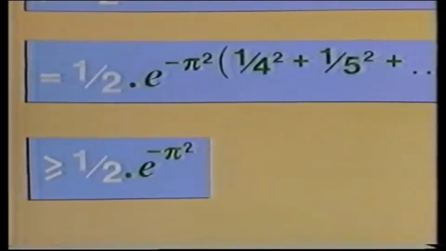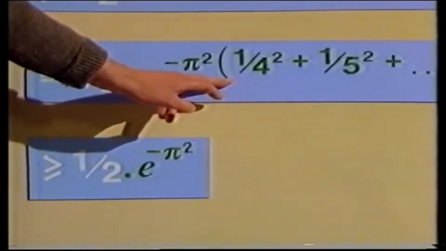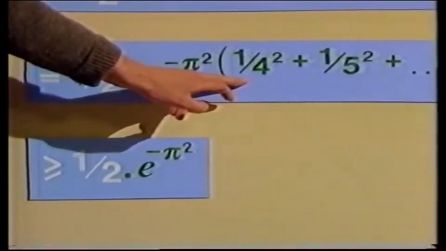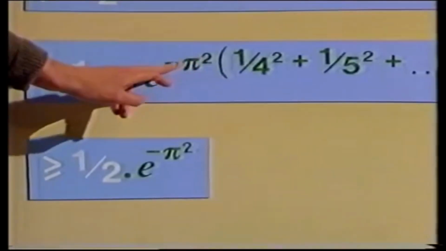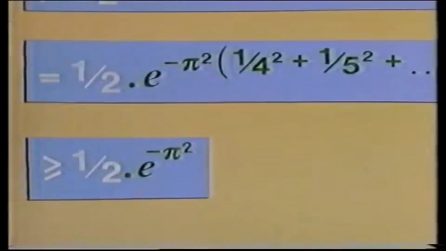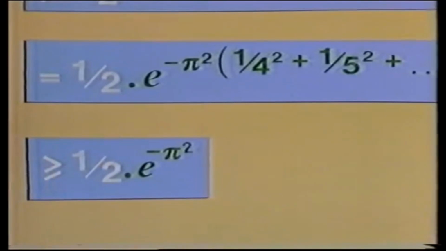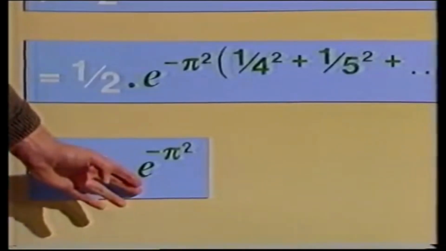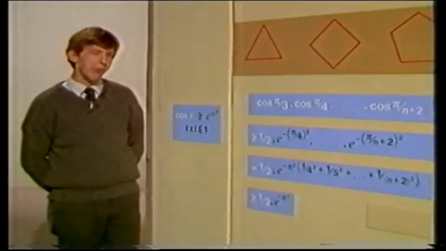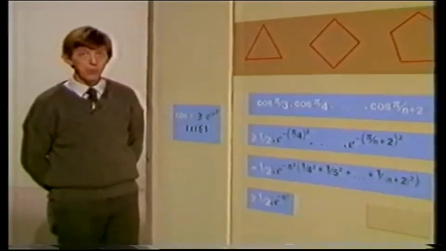Why is that? Let's go through the argument in easy stages. The bracket is less than 1. So pi squared times the bracket is less than pi squared. So minus pi squared times the bracket is greater than minus pi squared. And now this holds because e to the x is an increasing function. So it is true to say that a half e to the minus pi squared is a lower bound for the sequence. In fact, e to the minus pi squared is surprisingly small, but it is positive. All the terms of the sequence exceed this number, so the sequence doesn't tend to 0.